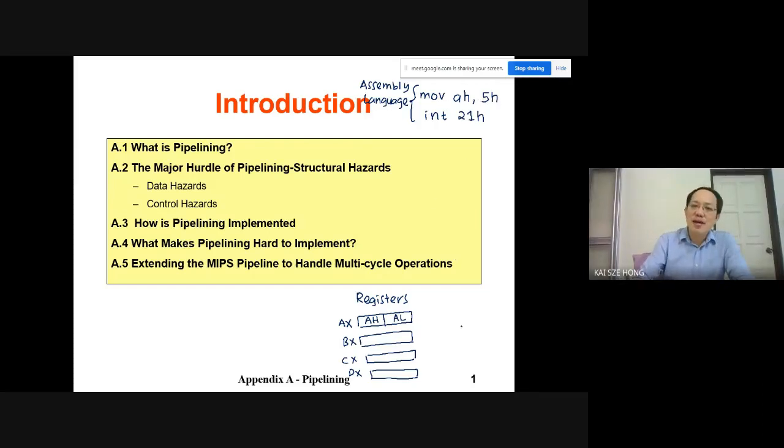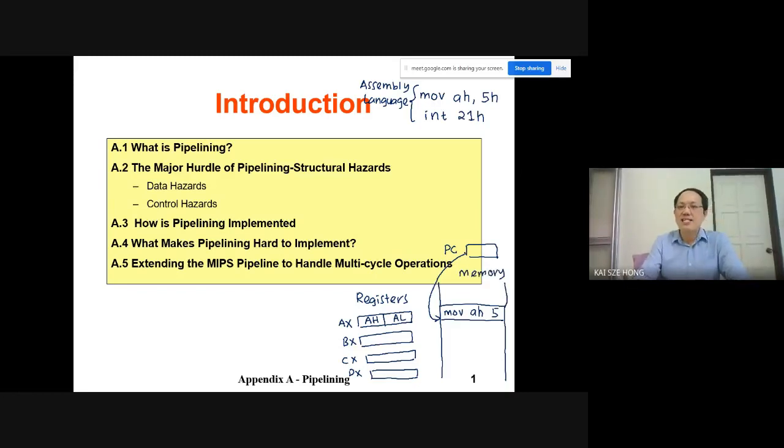So what does it mean by this MOV AH, 5H? It means that inside your memory, you have this instruction, right? I'm just representing this in words. Basically, these are all in binary. Let's say you have MOV AH, 5. For example, when your program counter, this is your PC, program counter, points to this address. Of course, there are many other addresses inside this memory. This is memory, and memory means the RAM.